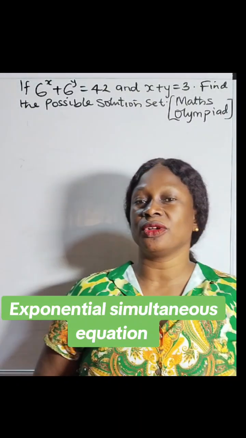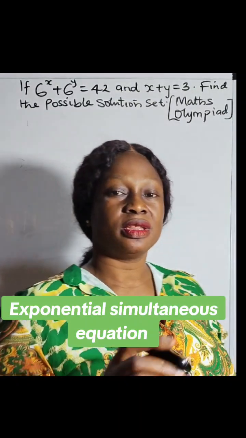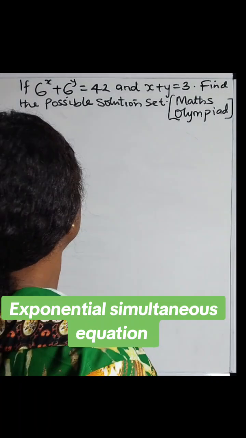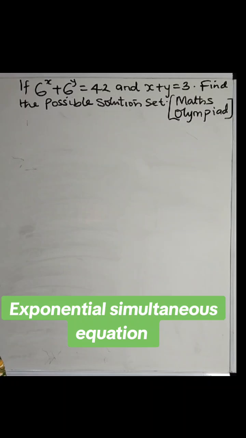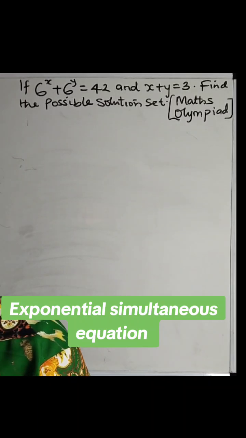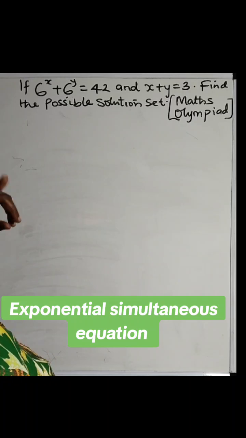Let's look at this Olympiad math question on the board. The question says, if 6 raised to power x plus 6 raised to power y is equal to 42 and x plus y is equal to 3, find the possible solution set.